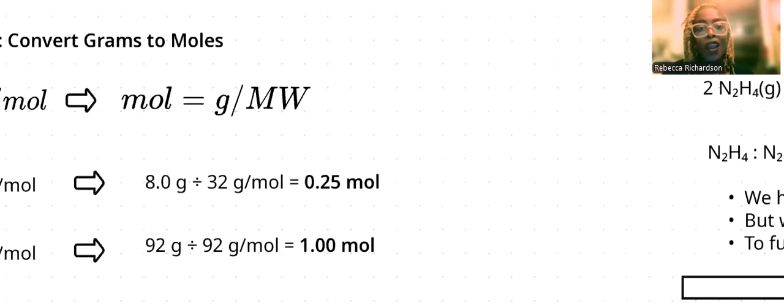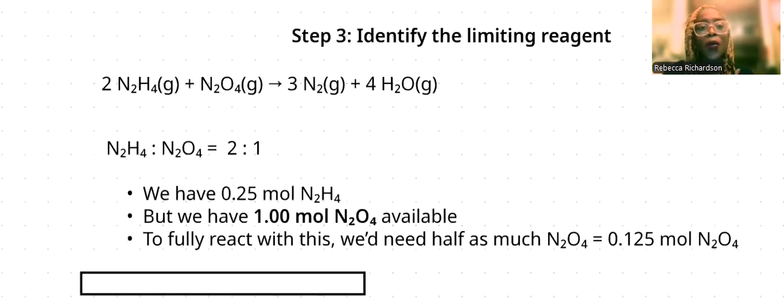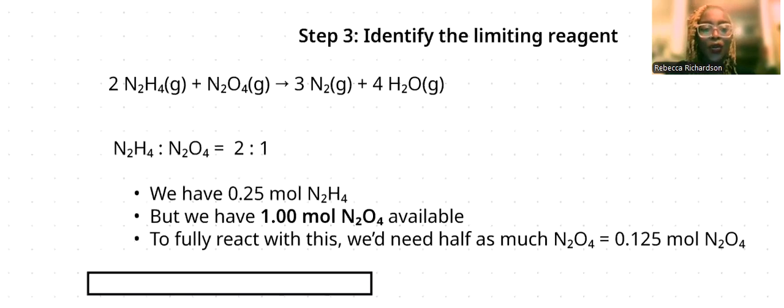So here we are ready to identify our limiting reagent. So we're going to go back to our balanced chemical equation. And if we notice the ratio between our reagents, it's 2 to 1, right?